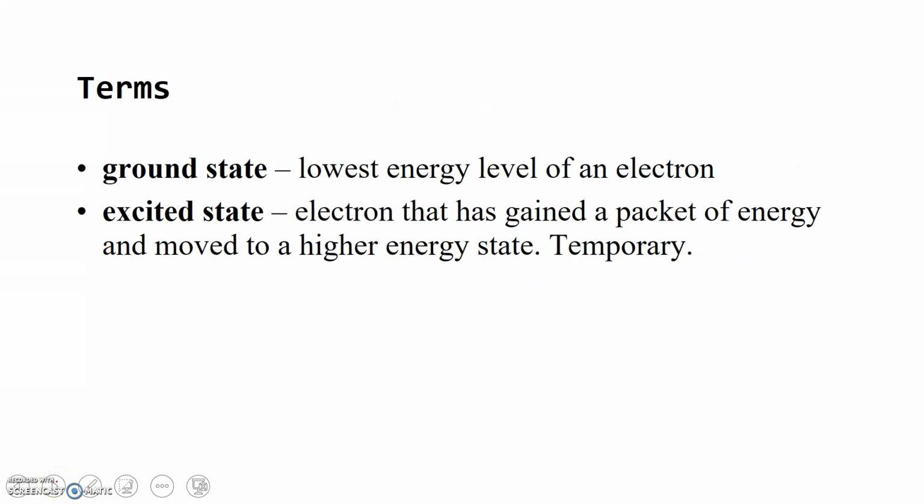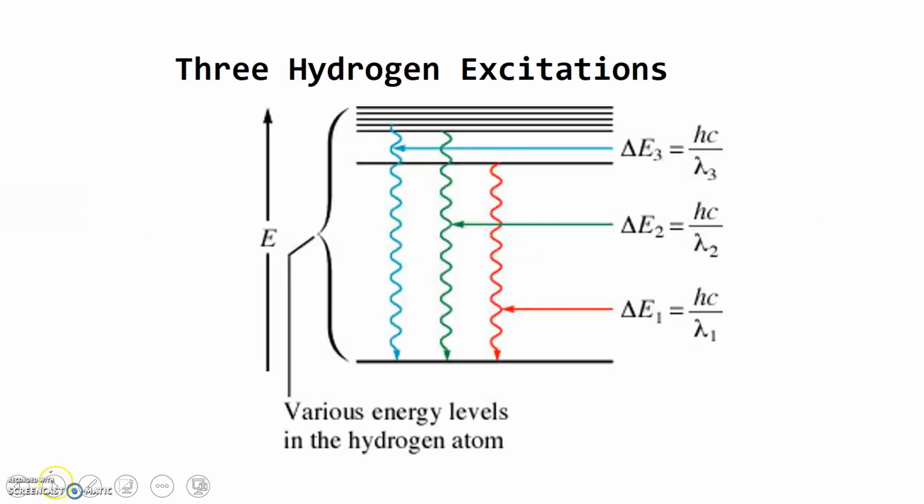So we talk about the term ground state. That's the lowest energy level of an electron, and an excited state is an electron that's gained a packet of energy and moved to a higher energy state. So here are the excitations we see. There's 3 of them, 3 different hydrogen excitations, and energy increasing throughout. You have ground state here, and then here, here, here, for 4 total states.